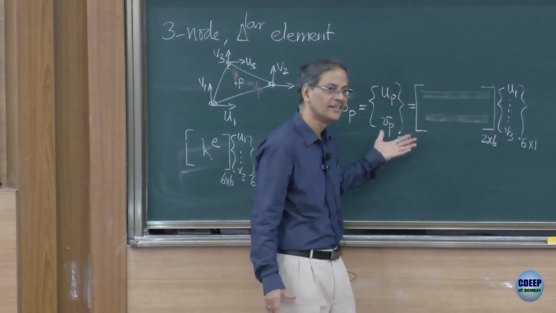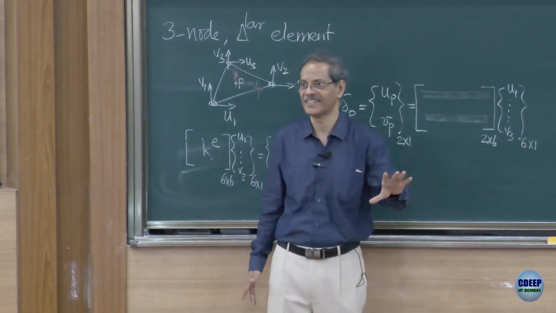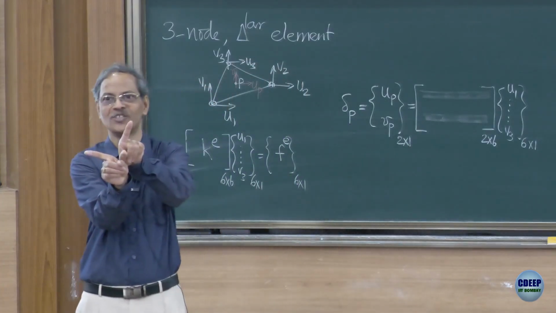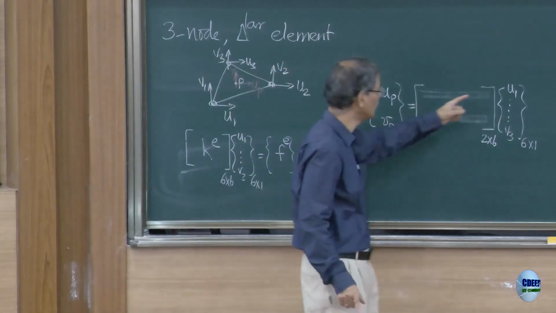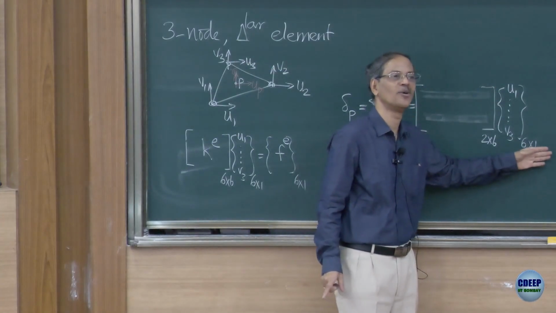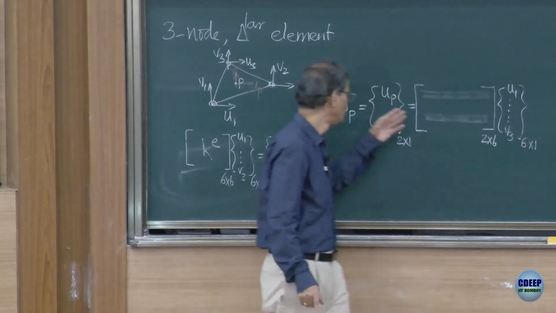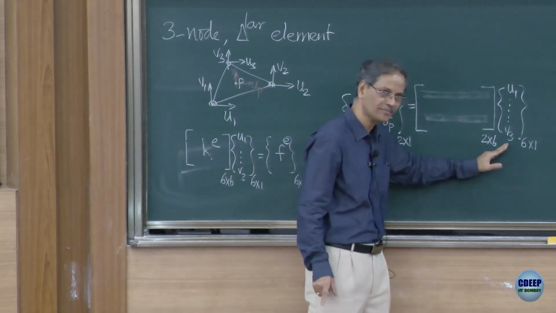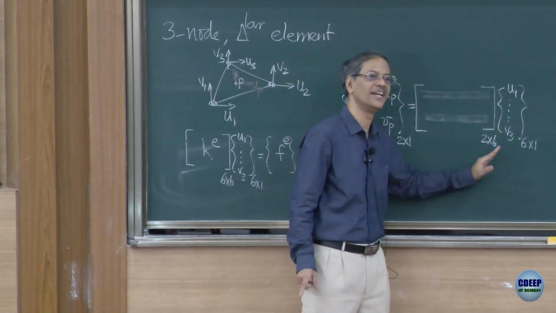If I were to take a quad 4 element with 4 nodes, each node having uv, so this would become u1, v1, etc., etc. to v4. So, this will be 8 comma 1, but uv will remain the same for delta p. So, this will stretch to become 2 comma 8.